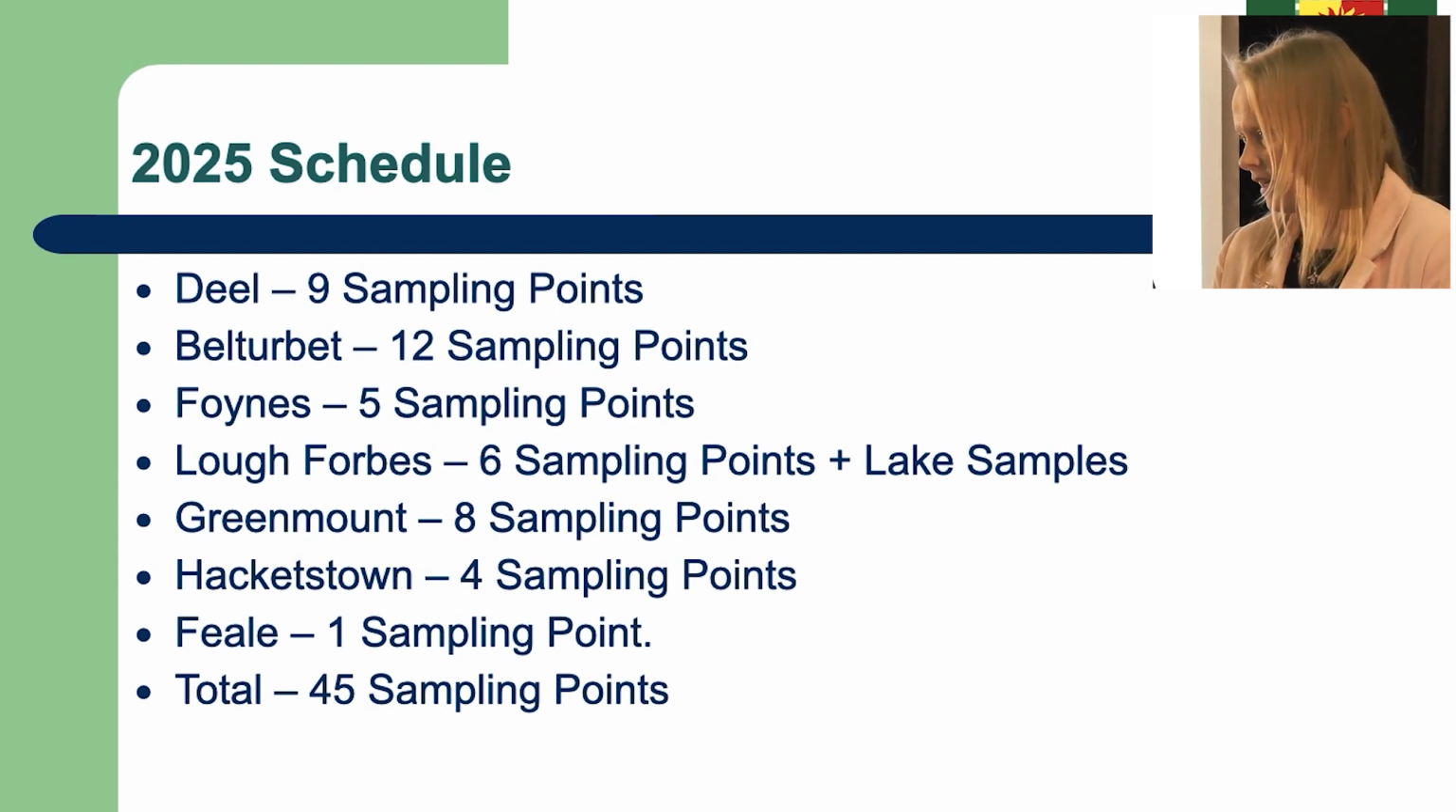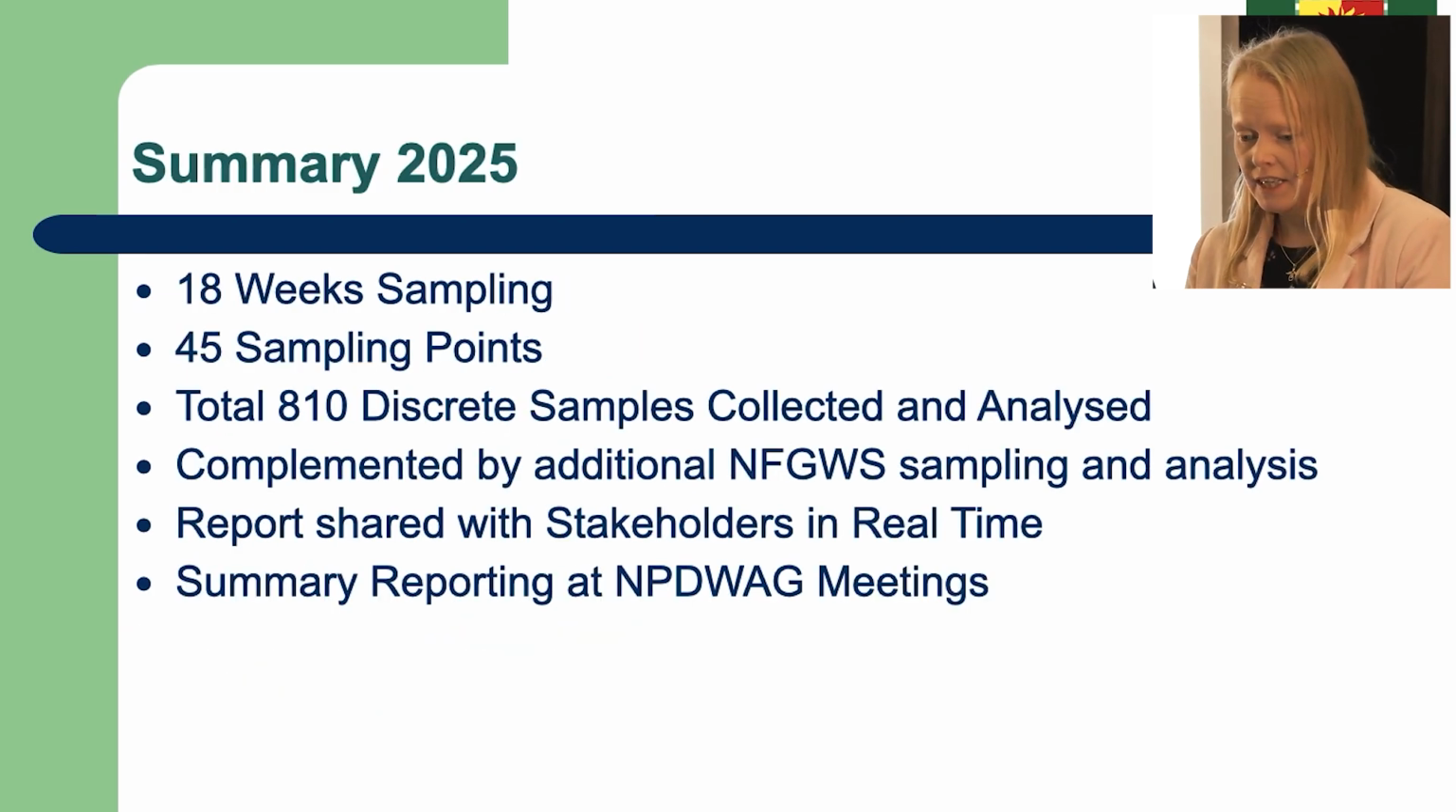It has since been taken off the EPA's remedial action list. So we're just sampling 6 points, plus we take a sample from the lake as well. Greenmount and Louth was recently added to the programme. We do 8 sampling points throughout that, and Hackettstown we do 4. The field then we just do 1. So it's a total of 45 sampling points we do throughout those catchments. And that's run for 18 weeks. So a total of 810 samples are collected and analysed during the year.